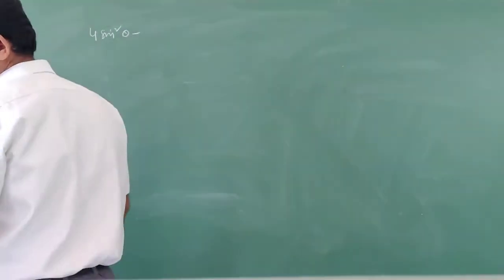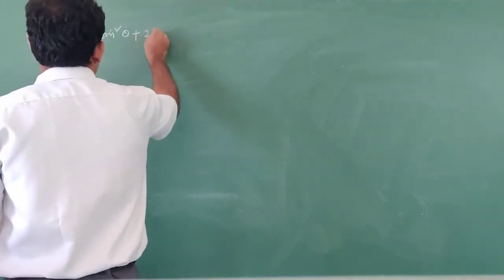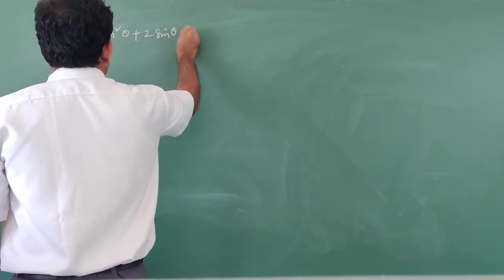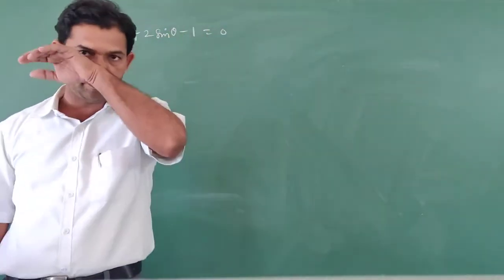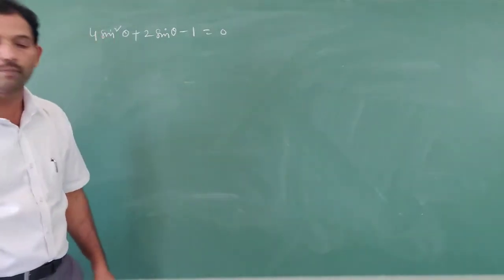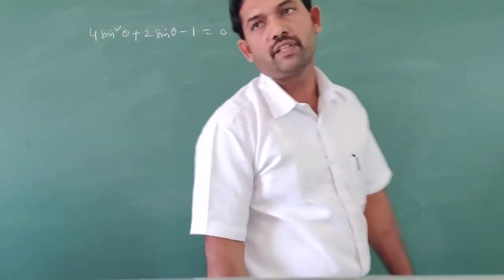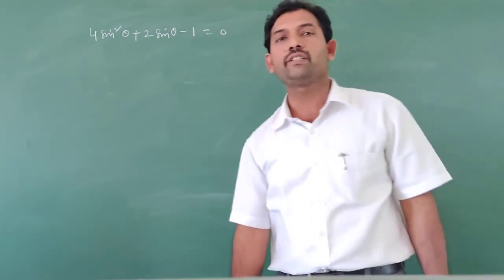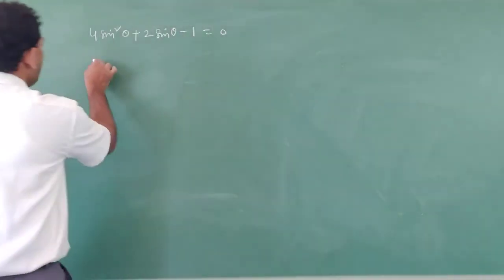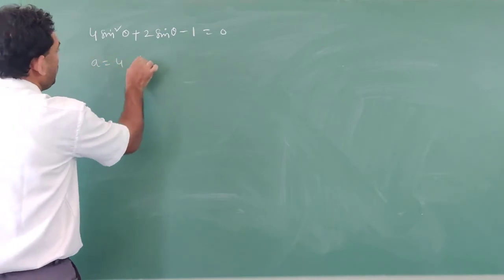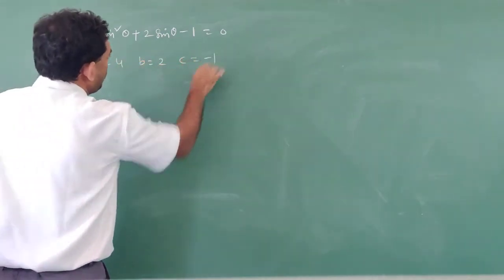4 sin square theta plus 2 sin theta minus 1 equal to 0. So it is a quadratic equation in sin theta. So roots: minus b plus or minus square root of b square minus 4ac by 2a. So a equal to 4, b equal to 2, c is equal to minus 1.